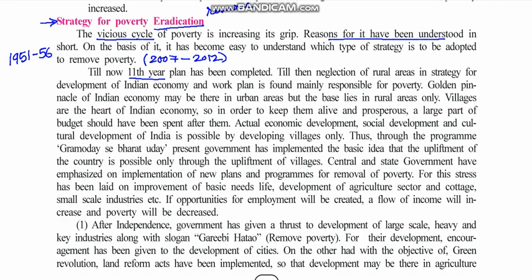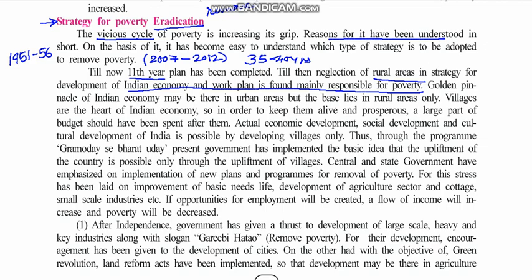Till then, rural areas were neglected in the strategy of development. See, till then the rural areas were not seen in development and they were neglected. The Indian economy's work plan is found mainly responsible for the poverty, and it is seen that for almost 7 5-year plans, which means almost 35 to 40 years after independence, the rural areas were not developed as they should have been.